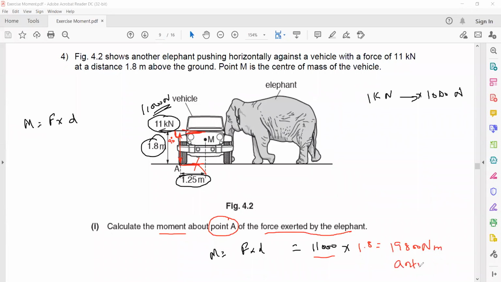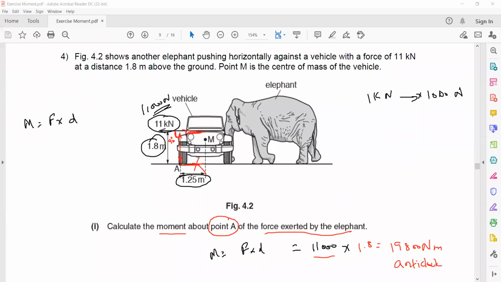And in which direction is the elephant trying to cause a moment? It is trying to cause a moment in anti-clockwise direction. So that was part one, in which we have to calculate the turning effect caused by this elephant.